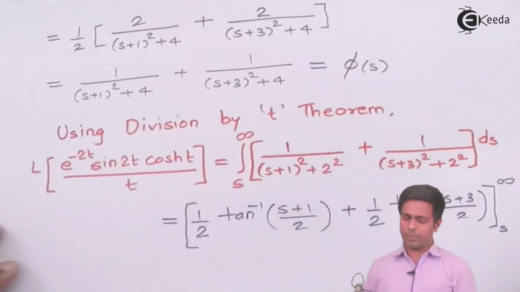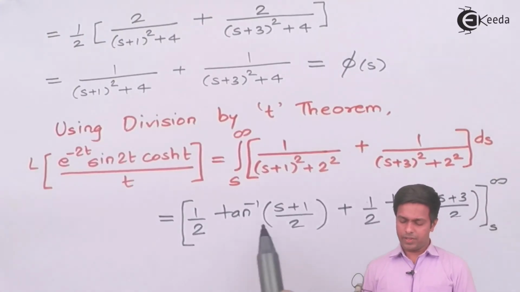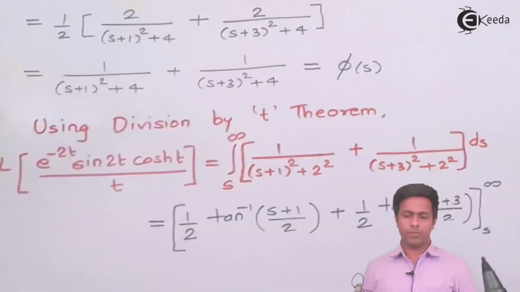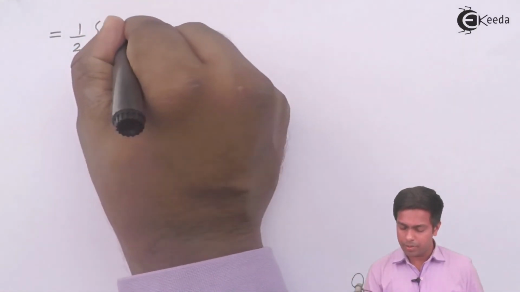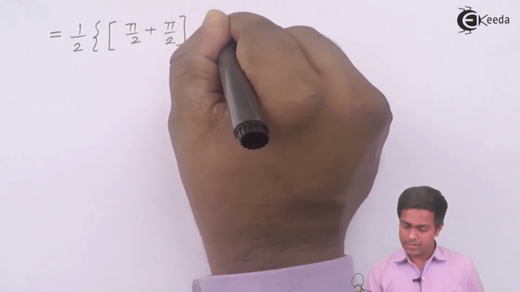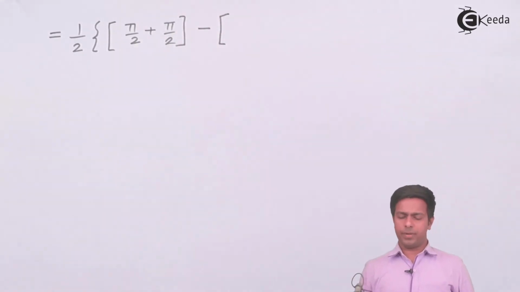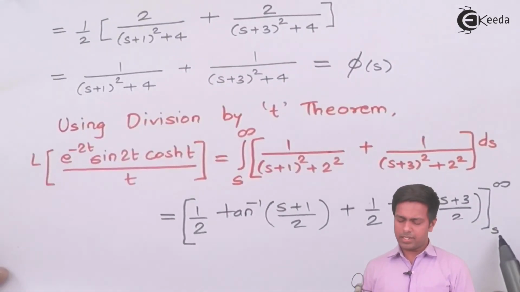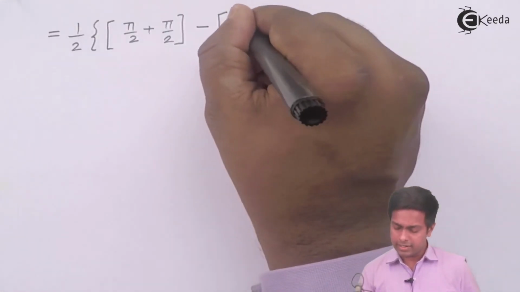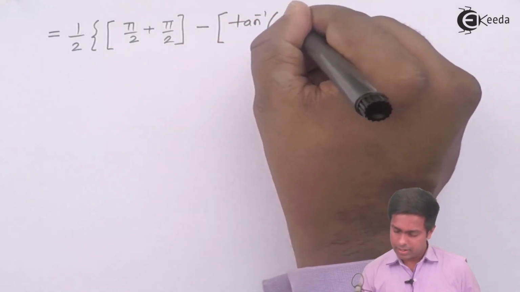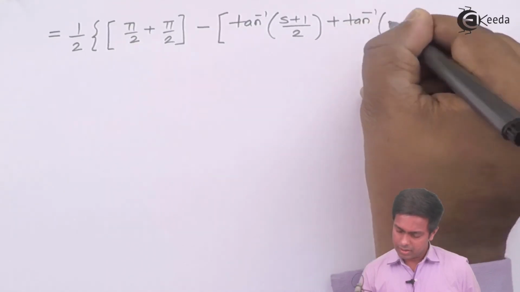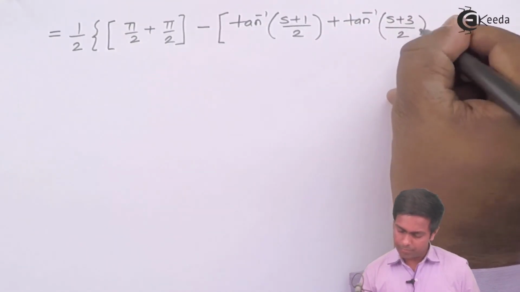Now let's start with the upper limit. So upper limit is infinity. Here I'll get tan inverse infinity, pi by 2, plus tan inverse infinity, pi by 2. So it means by substituting upper limit we will get pi by 2 plus pi by 2 minus, now let's substitute the lower limit. So lower limit is s. So guys, by substituting s equal to s, we will get same terms again, that is tan inverse of (s plus 1) upon 2 plus tan inverse of (s plus 3) upon 2.